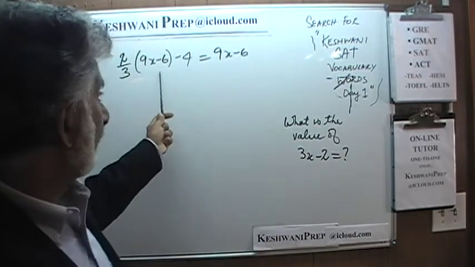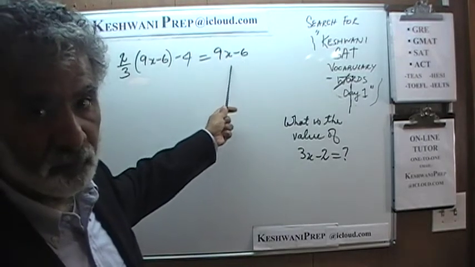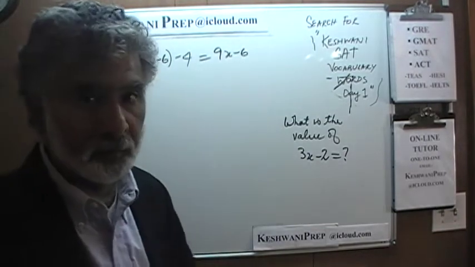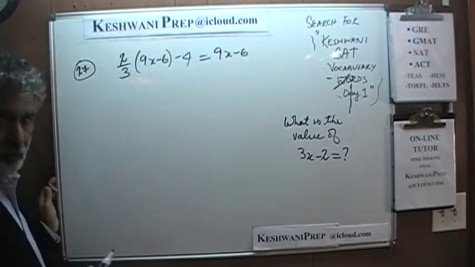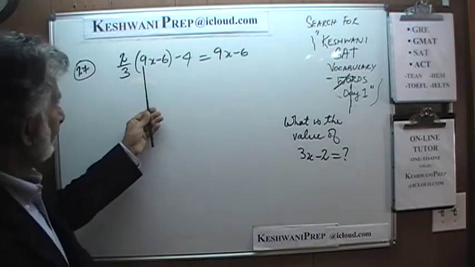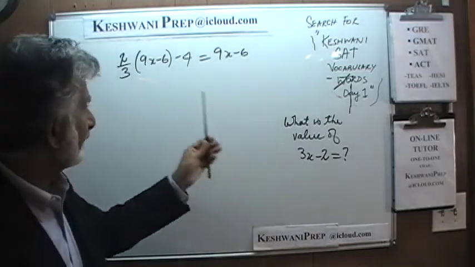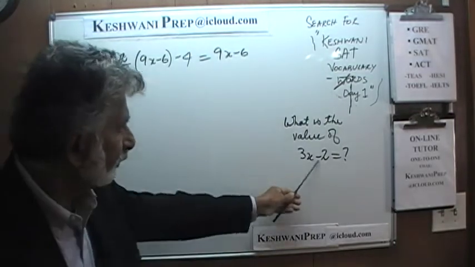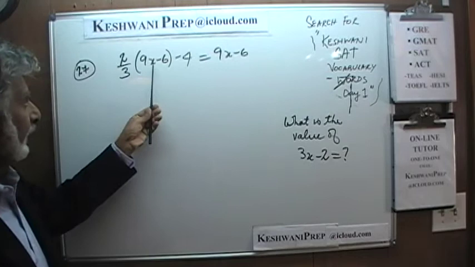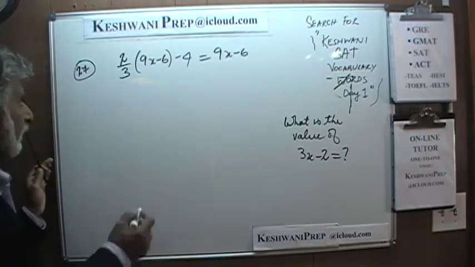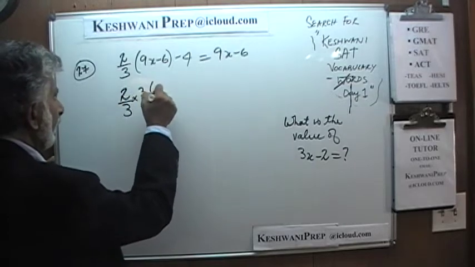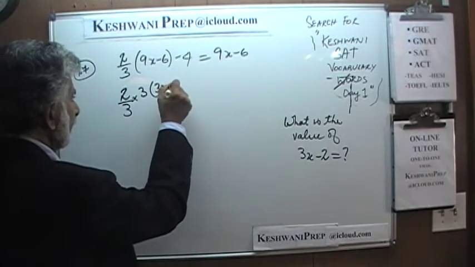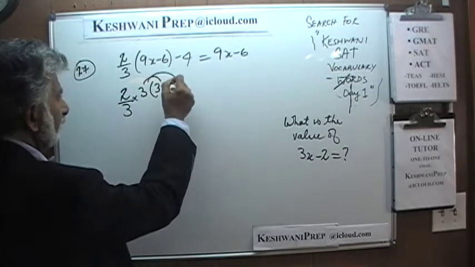So you could sit there and solve this entire thing for x, and then once you have the value of x, put it in here. But that'll be silly. That'll be a waste of time. There's a quicker way. Here's what's going on. We should notice something. You notice that this is 9x. This is 3x. This is 3 times the amount. This is 6. This is 2. This is 3 times the amount. 9 and 6 have a common factor of 3. Let's take out the common factor of 3, and we'll end up with 3x minus 2 inside. You see, 3x minus 2.